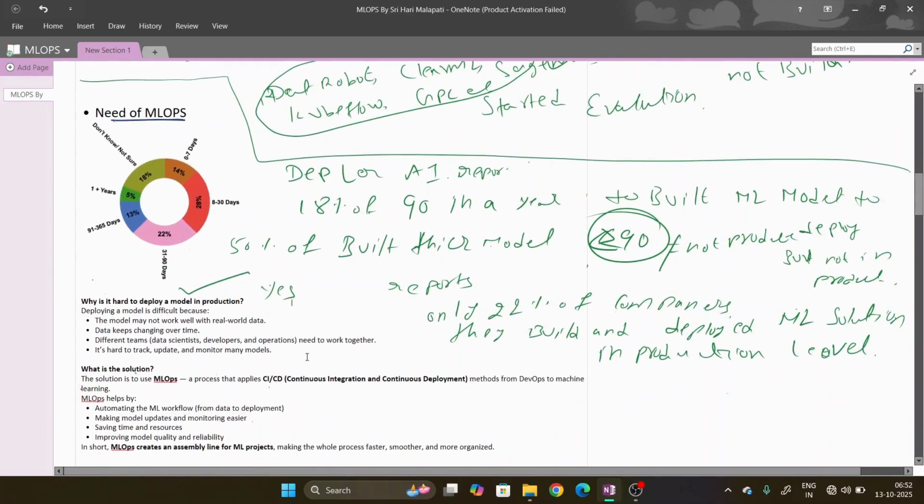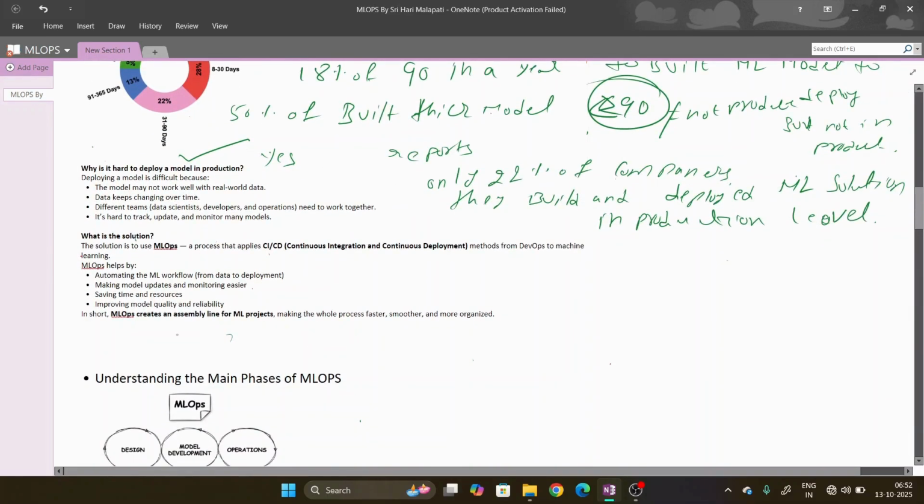Yes, 100% it's difficult. First one, the model may not work with real world data. Second one, data keeps changing over time. Third one, different teams like data scientists, developers, and operations need to work together. It's hard to track, update, and monitor the many models. For this, what is the solution for all this?